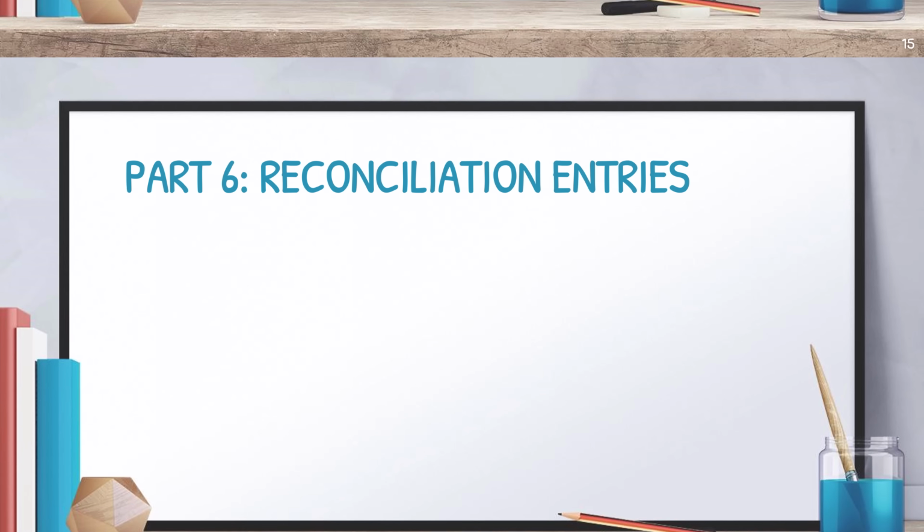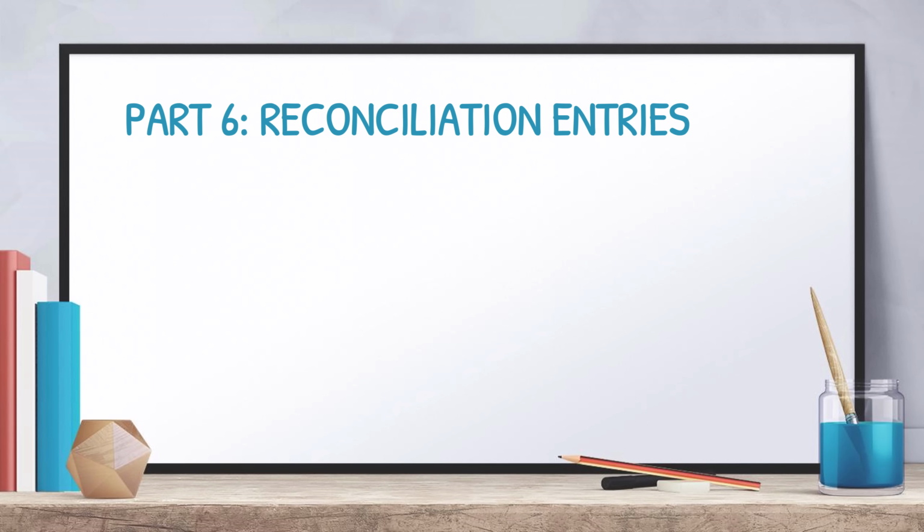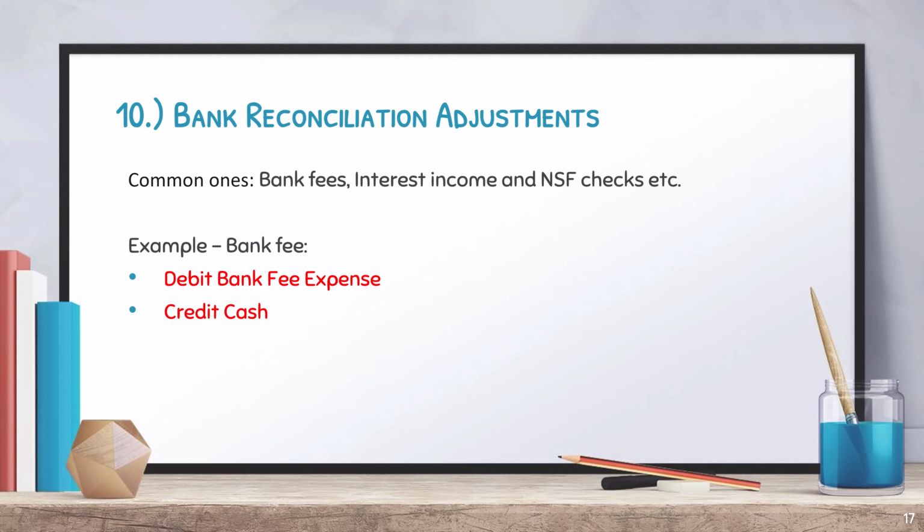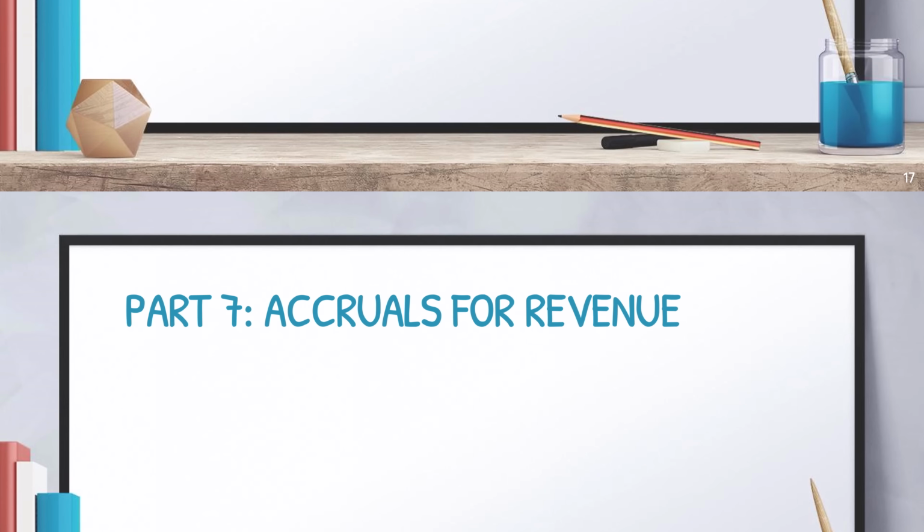Part 6, Reconciliation Entries. 10. Bank reconciliation adjustment. For example, bank fees. Book this entry. The logic is the bank already deducted it. Now we record it.